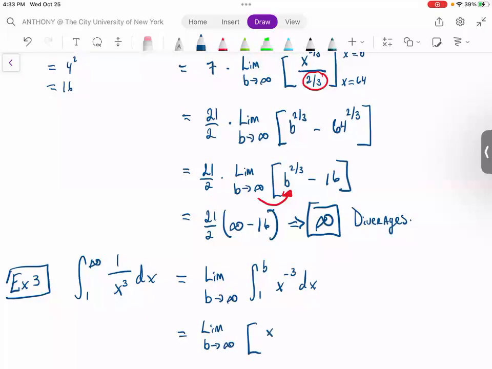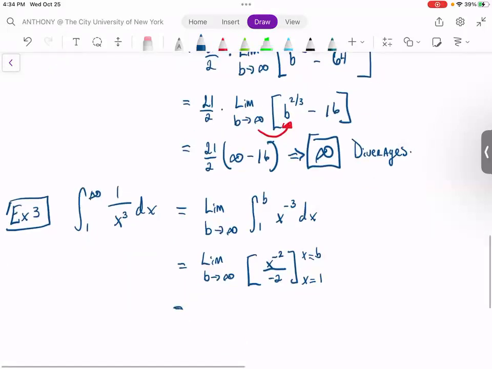That's right. You're going to get x to the negative 2 over negative 2 from x equals 1 to x equals b. To evaluate this integral, what I will do is first clean it up. What I can do is pull out the negative 1/2, because we're dividing by negative 2, which is like saying you're multiplying by negative 1/2. I can pull that out.